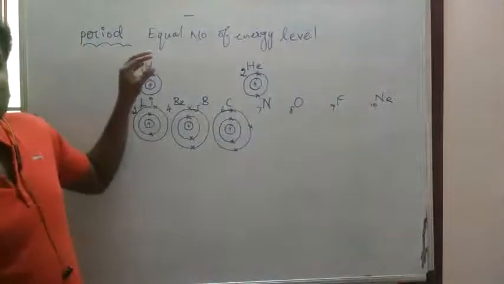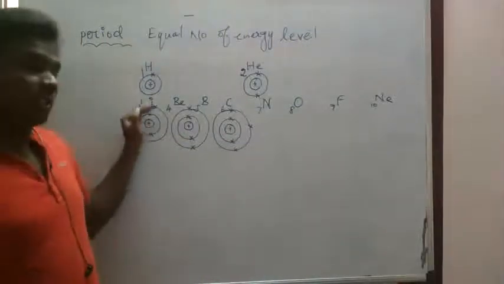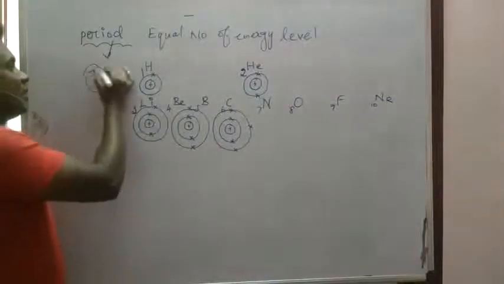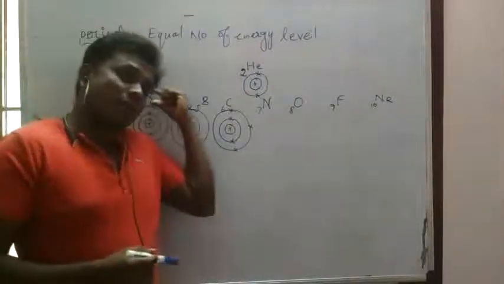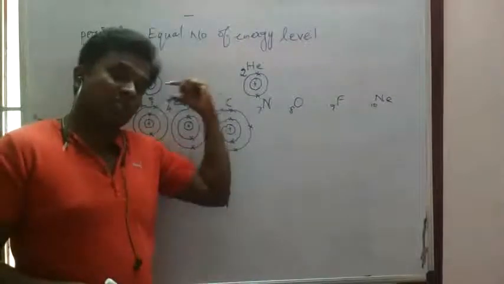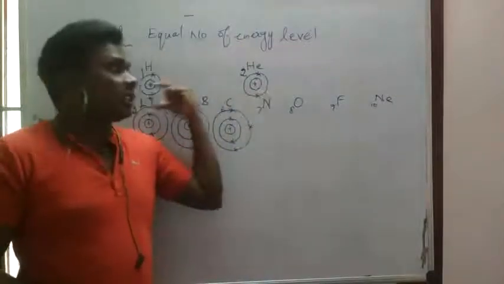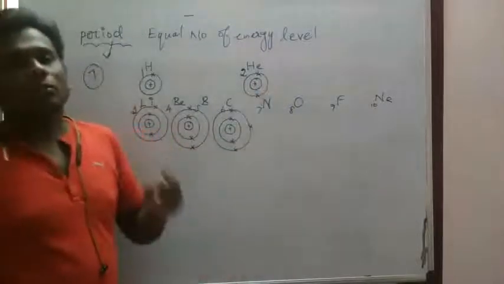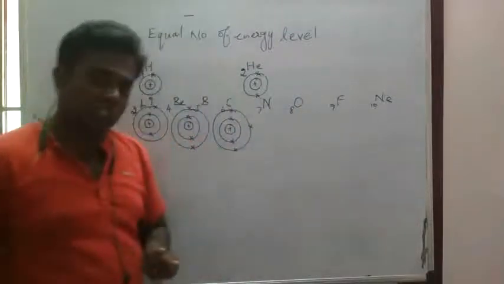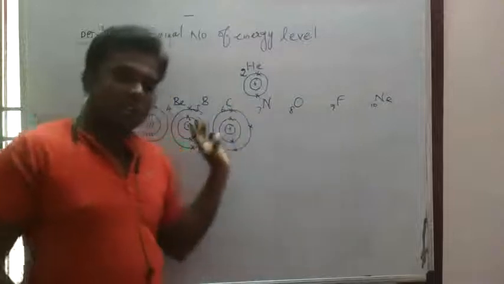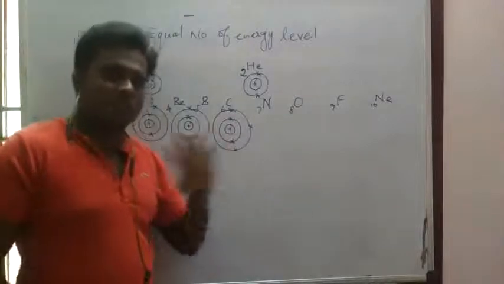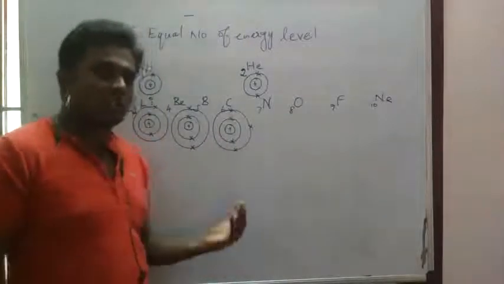So the number of periods: first period, second period, third period, fourth period, fifth period. How many periods are there? 7 periods are there. First period means those elements placed in it all have one shell. Second period means all the elements have 2 shells. Third period, 3 shells. Fourth period, 4 shells. Fifth period, 5 shells. Sixth period, 6 shells, and so on.